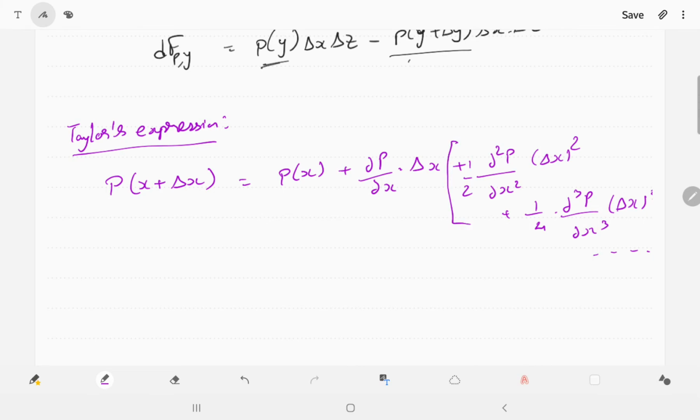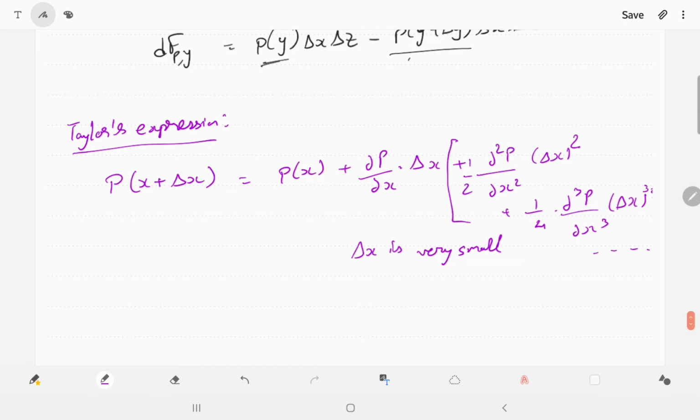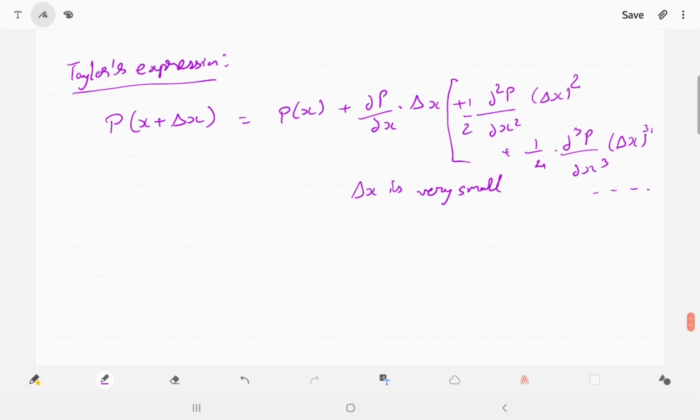Here we neglect all these higher terms. As del x is very small, its square and cubic terms will also be very small, so that's why we generally neglect higher order terms.